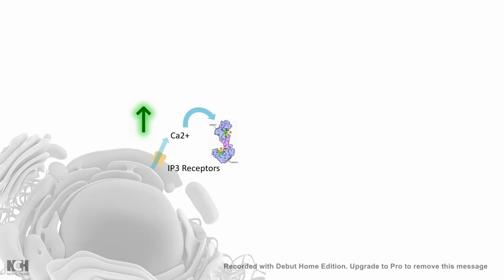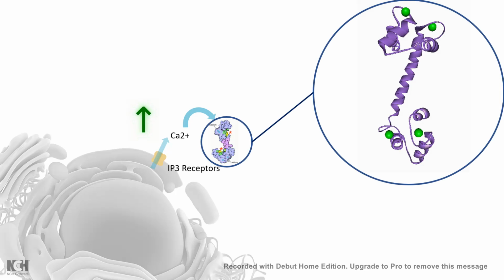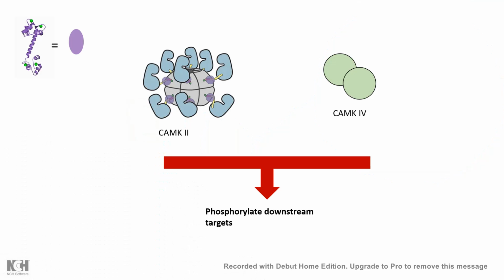It is recognized by a specific calcium binding protein known as calmodulin. Calmodulin has specific calcium binding domains known as EF hand domains, which can recognize calcium and bind to it. This calcium and calmodulin complex can in turn activate several kinases such as CAMK2, CAMK4, and several other CAM kinases, all of which phosphorylate several downstream targets.